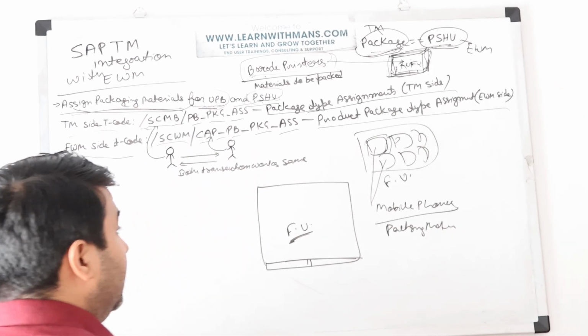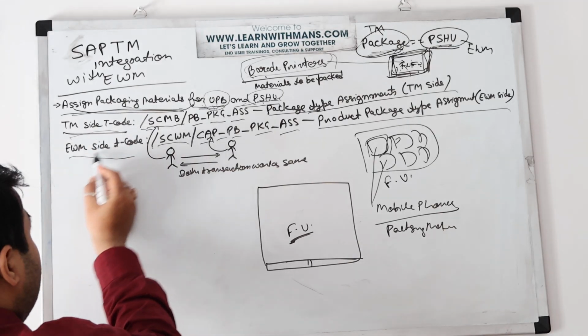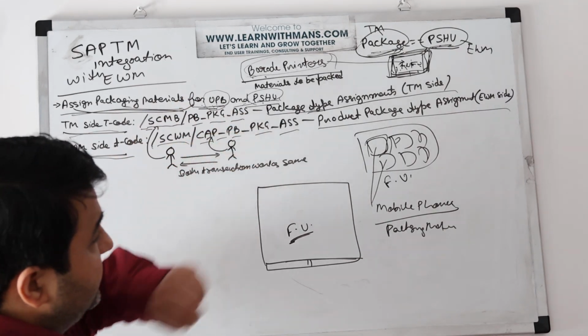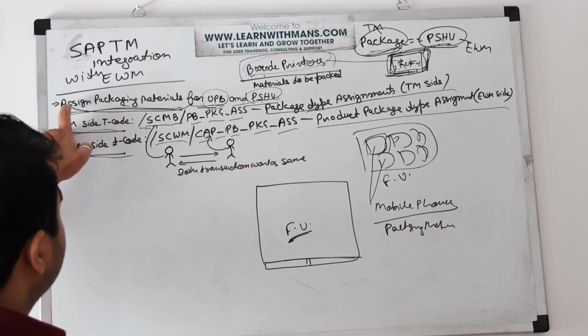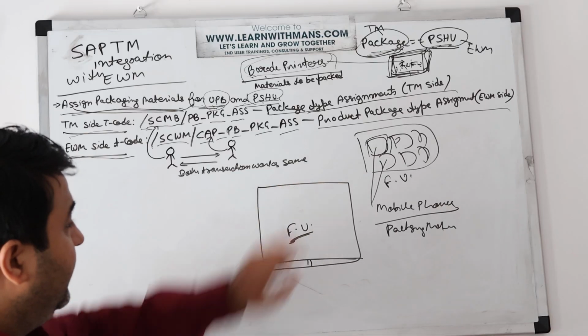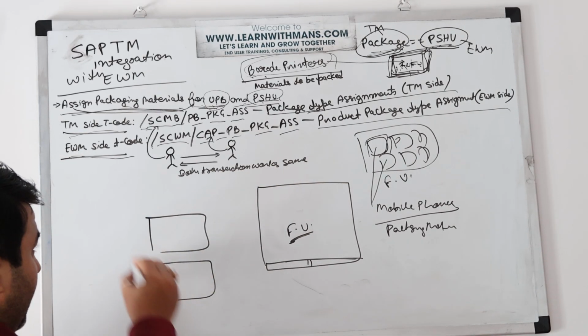And here we have a few important transaction codes, on the transport management side and the EWM side. Why do we have these two transactions? Because we need to assign the packaging material for this freight unit. So suppose we have the mobile here.